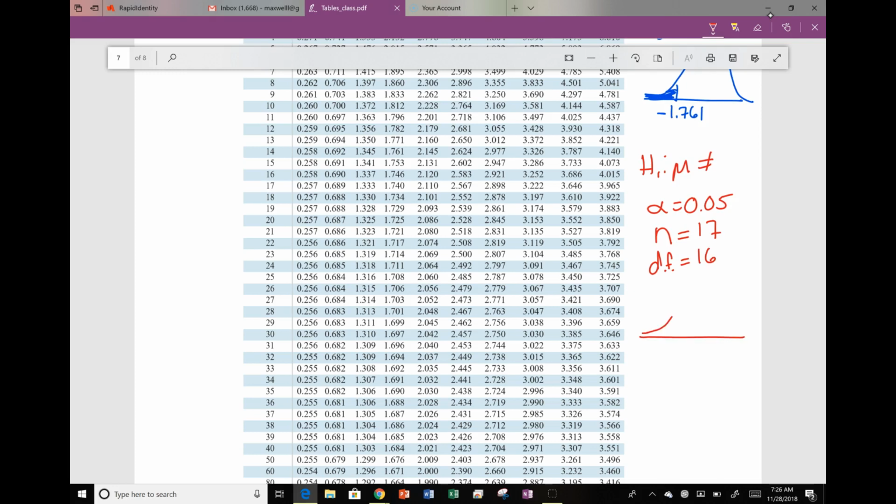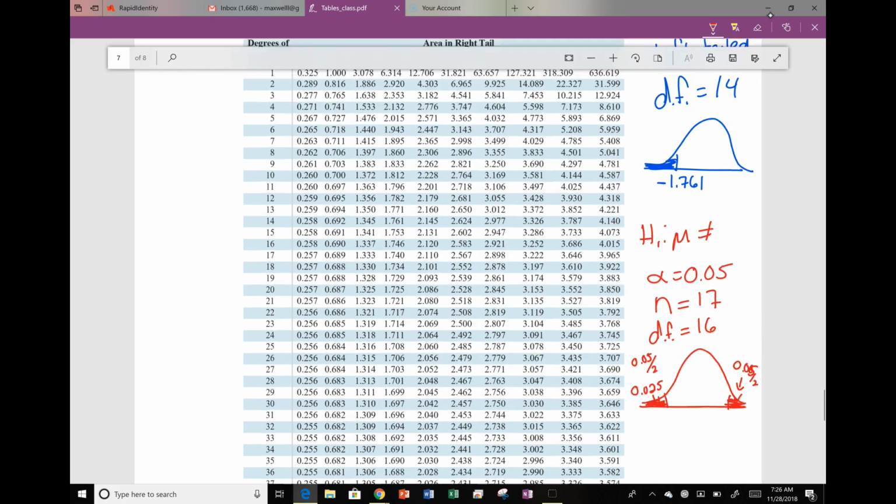Now when we draw our chart and shade in both sides because it's a two-tailed test, that divides my alpha by 2. So that actually only gives me 0.025. That is the value that is in each tail. So I don't look up the whole 0.05 when it is a two-tailed test.